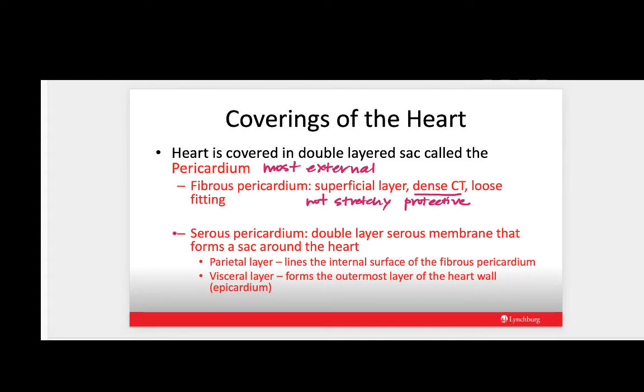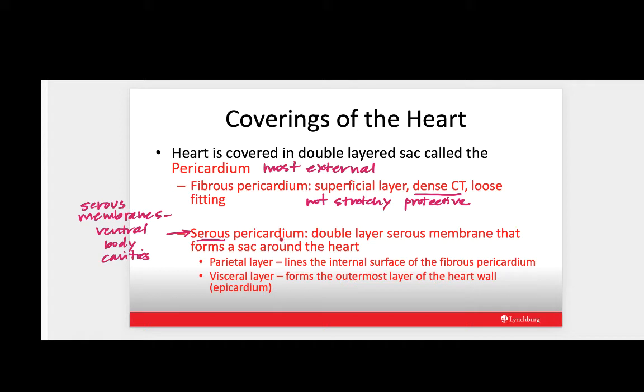Now, if we go deep to that, we have the next layer, and this is going to be our serous pericardium. So if you remember when we talked about body cavities, serous membranes are located in ventral body cavities. Okay, so that's something that we've learned before, and this is going to be a specific example of that. We know the heart is located in the pericardial cavity. This is one of the ventral body cavities. And it's going to have a serous membrane associated with it.